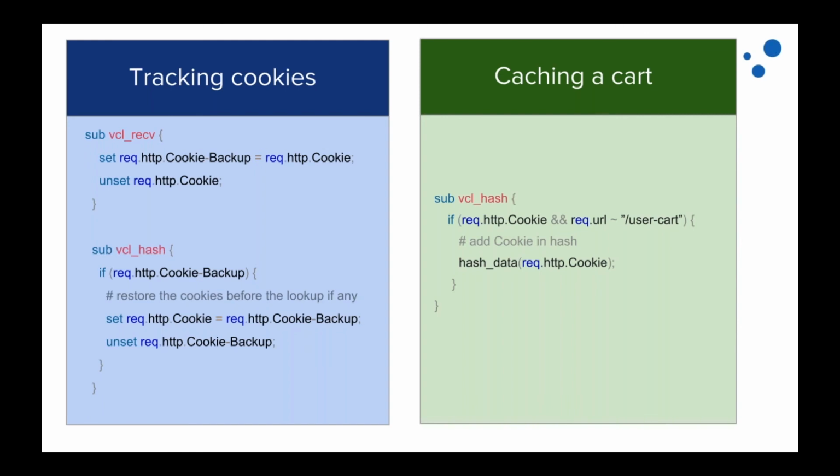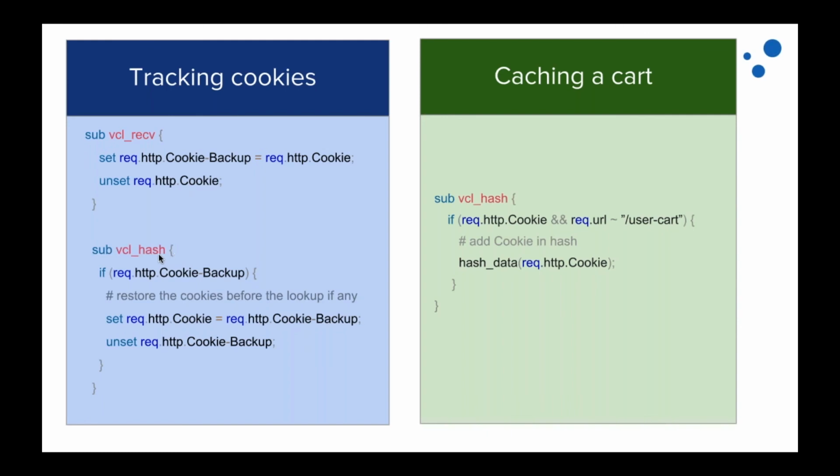So for the tracking cookies, in VCL receive, when we receive the incoming request, we notice we have a request cookie, and we save this cookie in a header called cookie backup, and then we unset the original cookie header. We need to unset the original cookie header because if Varnish notices there is a cookie header, it will bypass the cache and not cache the content, and that's not what we want. We still want to keep the cookie header, and we still want to cache content, because we know we can cache that specific piece of content.